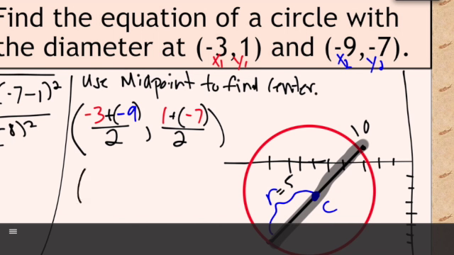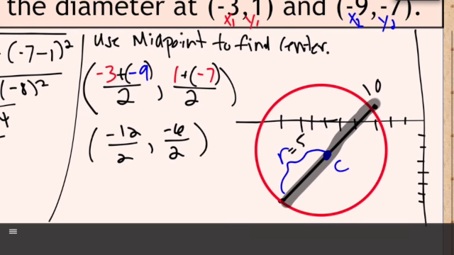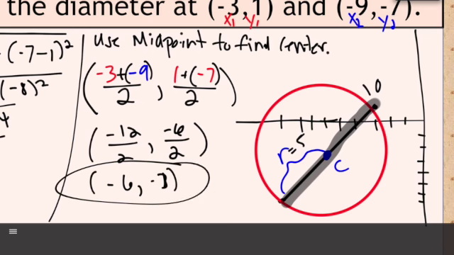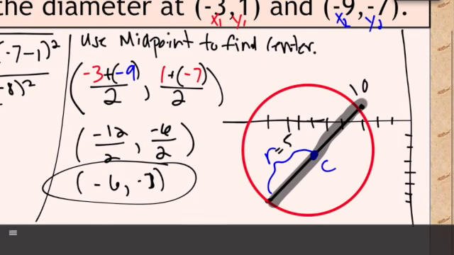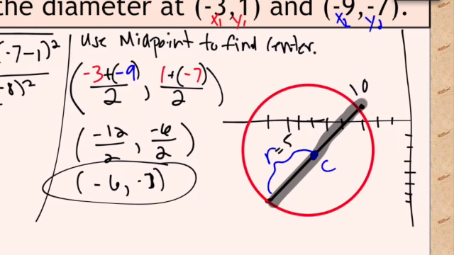That's it. So -3 plus -9, that's -12. Divide that by 2. 1 minus 7, that is -6. Divide that by 2. So I end up with -6 and -3. And that should be the center. And let's just double check. Let's make sure this at least looks somewhat accurate, because it's easy to make mistakes.